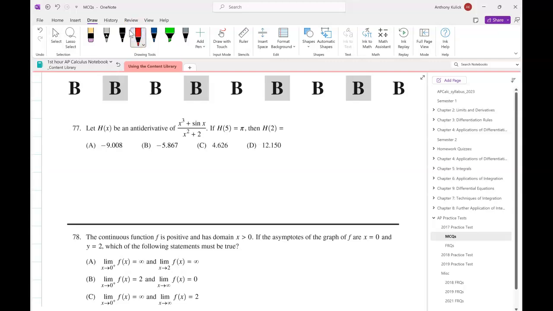This question is a fundamental theorem of calculus part 2. If capital H is the antiderivative of that function, then I know the integral from 2 to 5 of that function is equal to H of 5 minus H of 2. That was the key step.